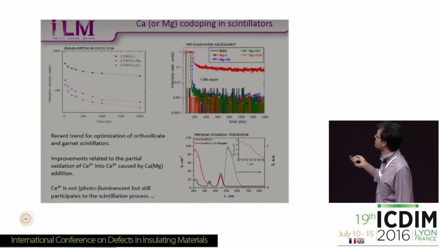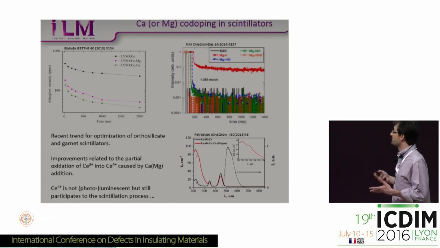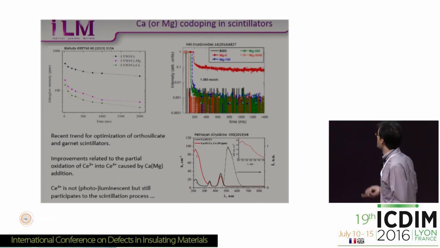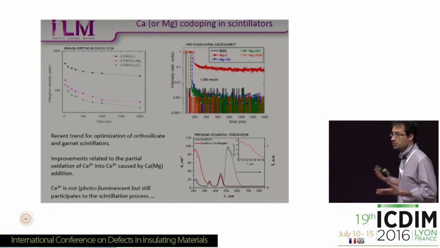In this case, I present a few data from some recent literature in which we can see a clear reduction in the afterglow of both LYSO and this is LuAG cerium crystals. The improvement of the scintillation is actually related to the formation of cerium 4+, as we can see in this optical absorption spectra. One might think that the formation of cerium 4+ is actually something that should be avoided.